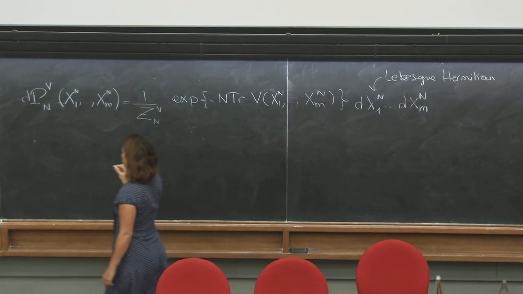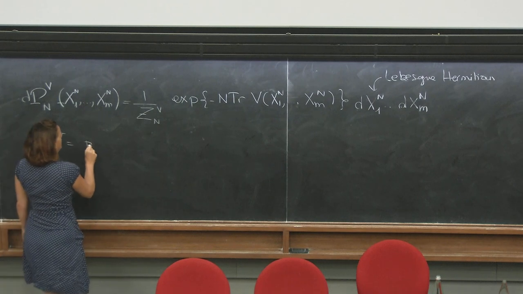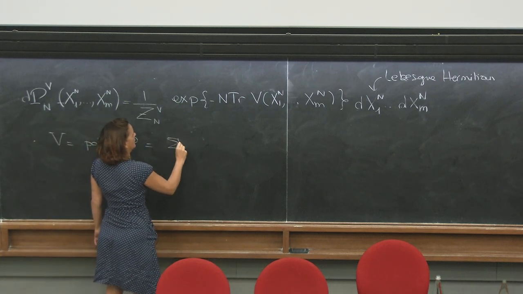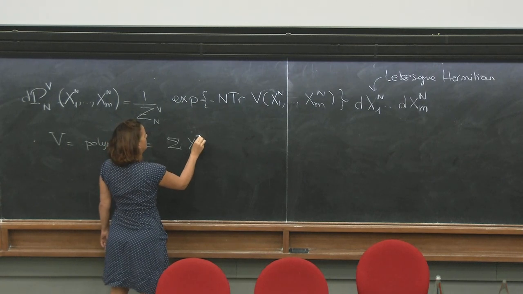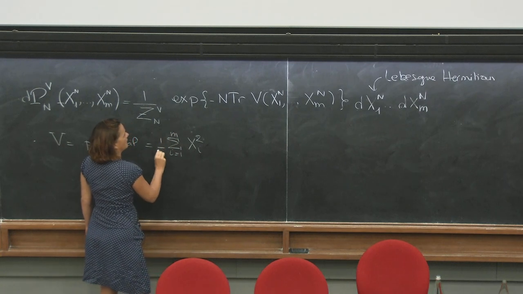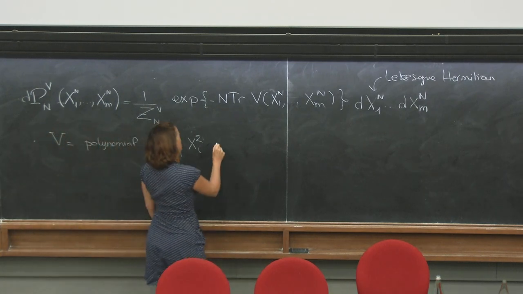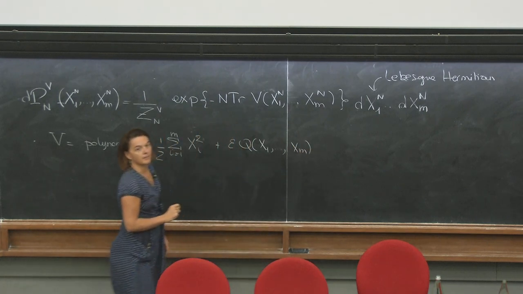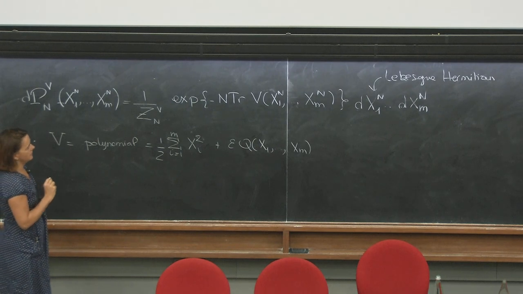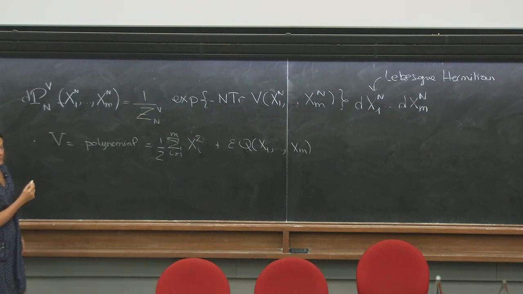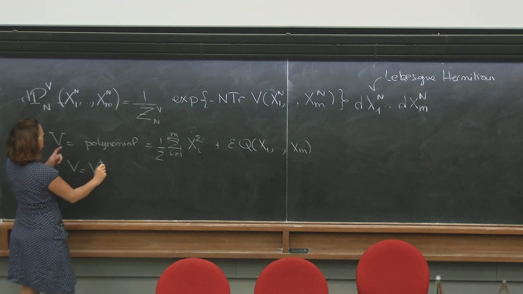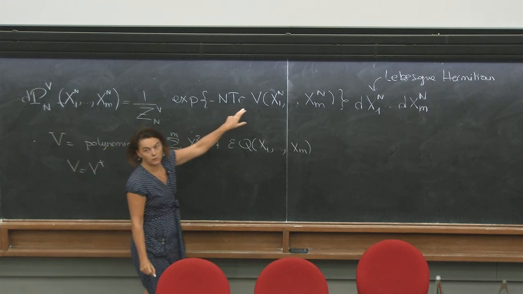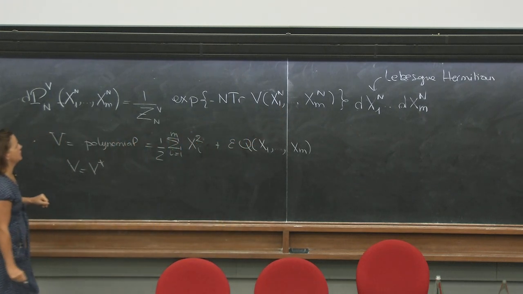Okay, so V is going to be a polynomial, and we will think about it as independent Gaussian matrices plus a small interacting polynomial. And the point is that you want this polynomial to be self-adjoint. So V is V star. If you plug self-adjoint variables in V, then you get a self-adjoint matrix, so that this is real. That's the important point. You want to deal with probability measures.